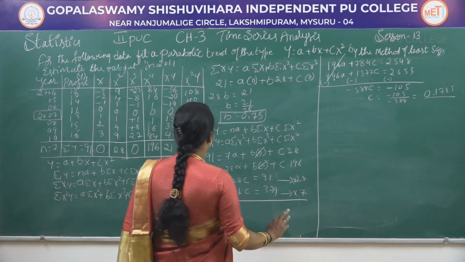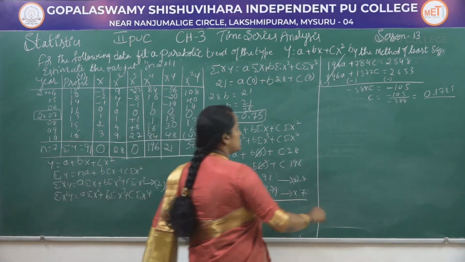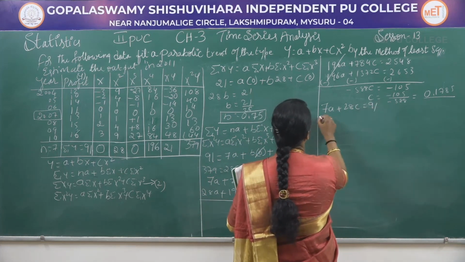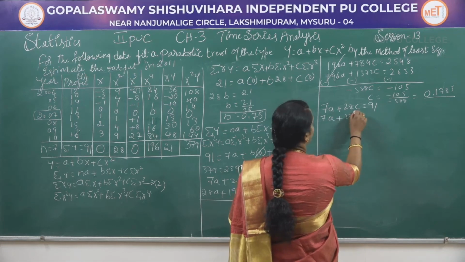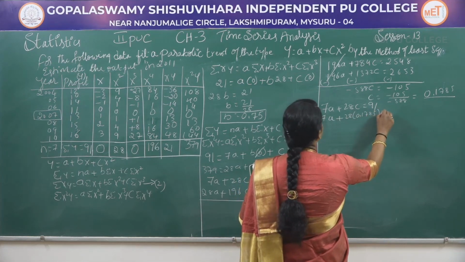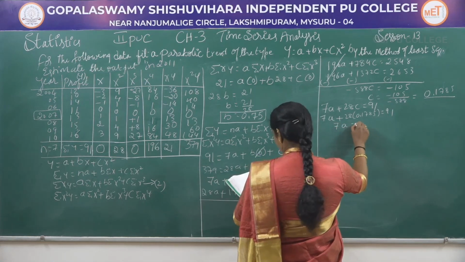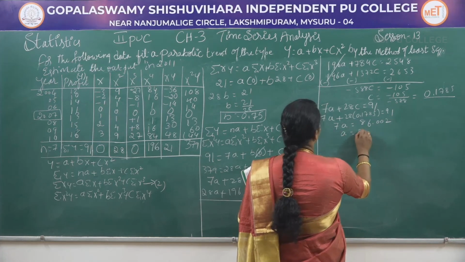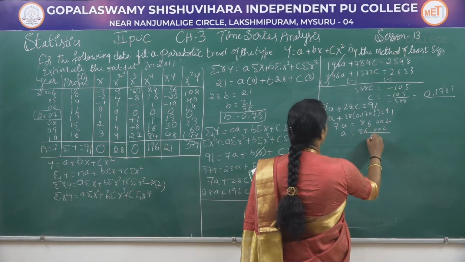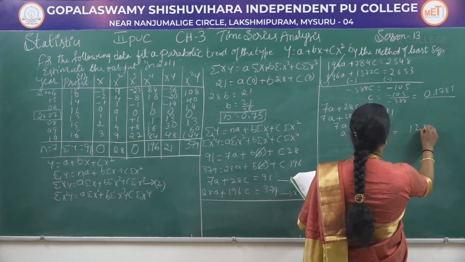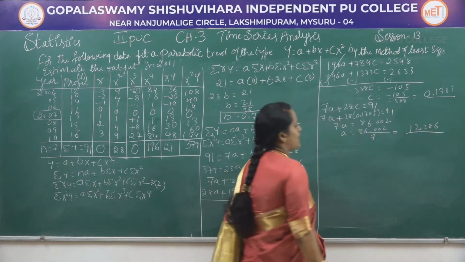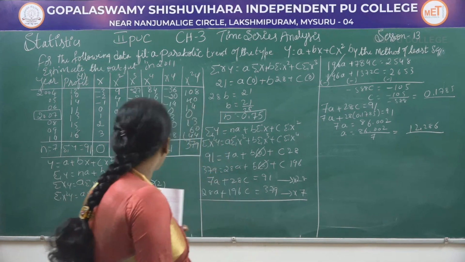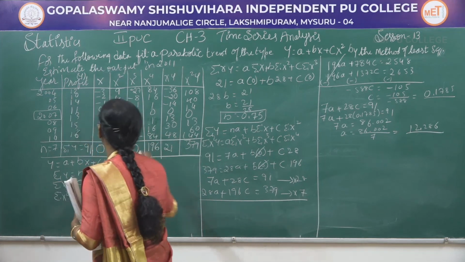Next we have to substitute that value in any one of these two equations. So 7a plus 28c is equal to 91. So 7a plus 28 into 0.1785 is equal to 91. So 7a is equal to 86.002. A is equal to 86.002 by 7 and your A value is 12.286. This is your A value. Next, substitute all the three constants A, B, C in the equation. This is the second order equation.